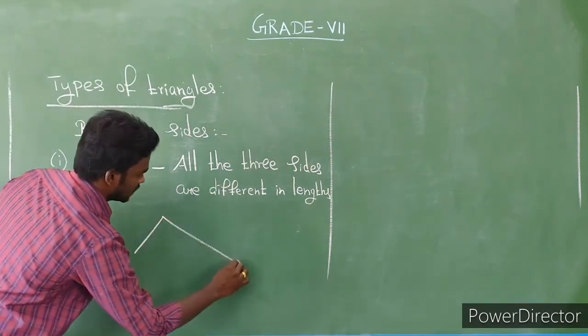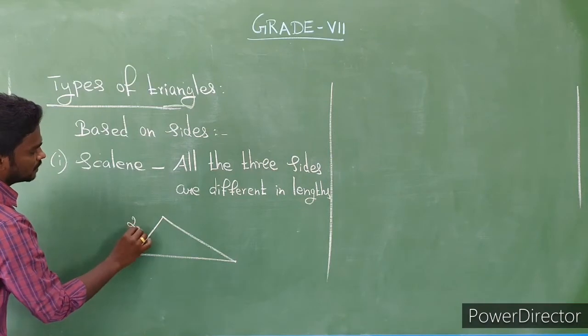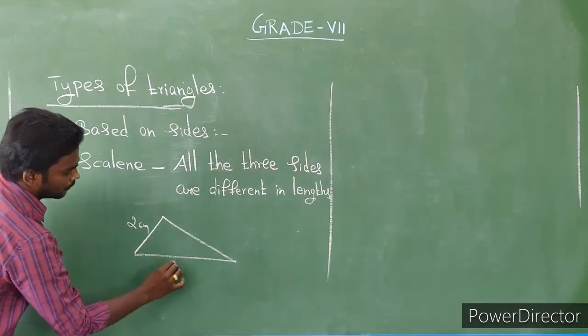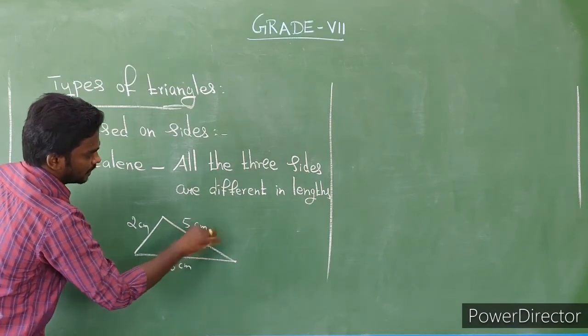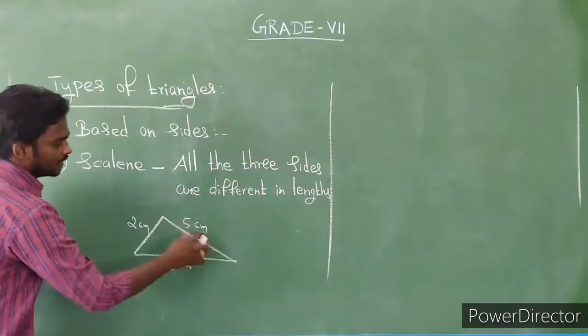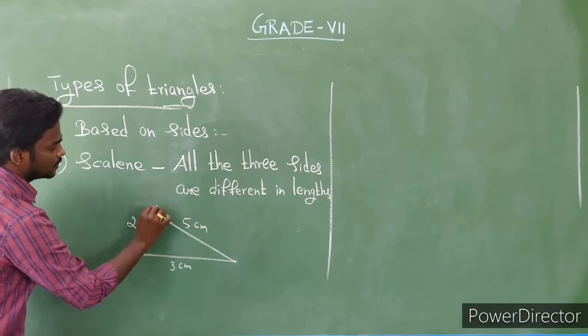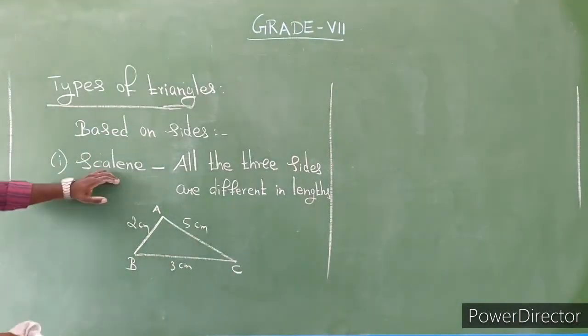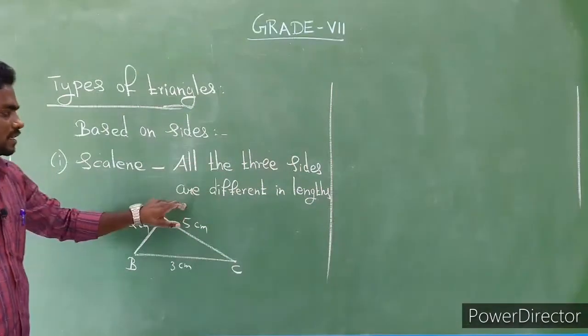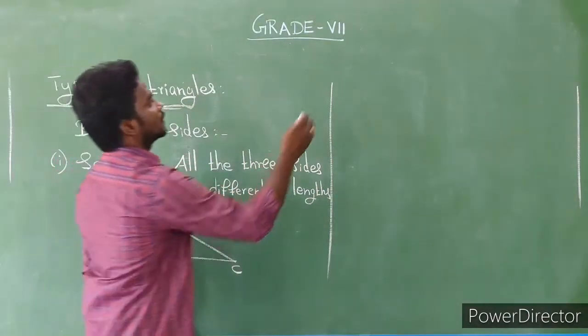So what is the example for scalene triangle? So this is 2 centimeter, 3 centimeter and 5 centimeter. Here all the 3 sides of a triangle are different in measure. So this type of triangle is called scalene triangle. Scalene triangle means all the 3 sides are different in length.